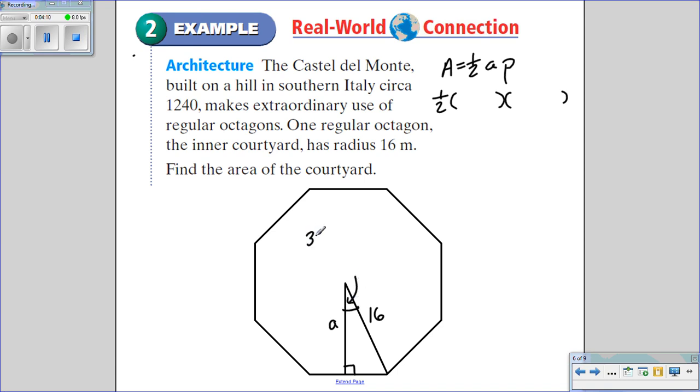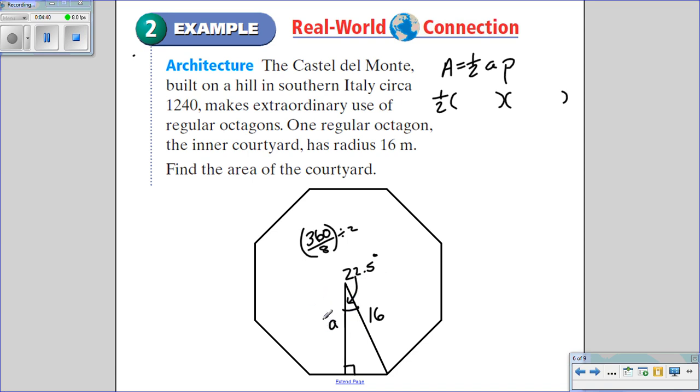So again, that's 360 divided by the number of sides and then divided by 2. So if we calculate that, we get 22.5 degrees. That is not a special right triangle. Since this angle is not 30, 60, or 45, we're going to have to use, again, sine, cosine, or tangent.